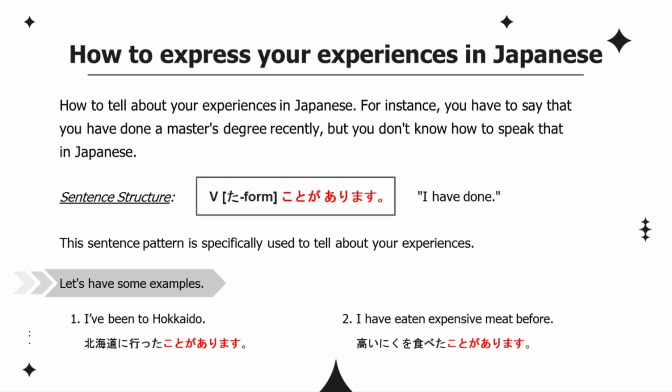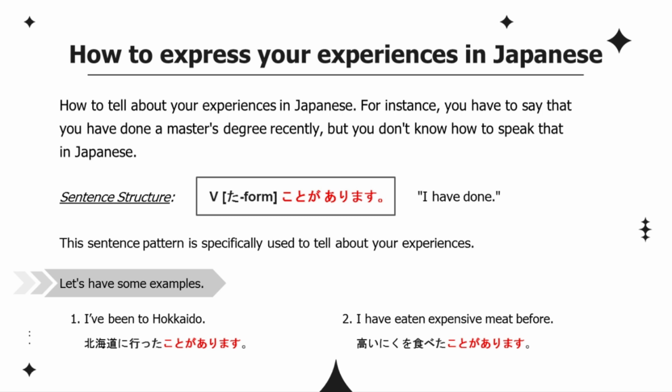4. How to express your experiences in Japanese. Now, we are about to explore how to tell your experiences in Japanese. For instance, you have to say that you have done a master's degree recently, but you don't know how to speak that in Japanese. Pay attention to what I'm about to tell you. Formation: verb ta form, koto ga arimasu. It means that I have done.